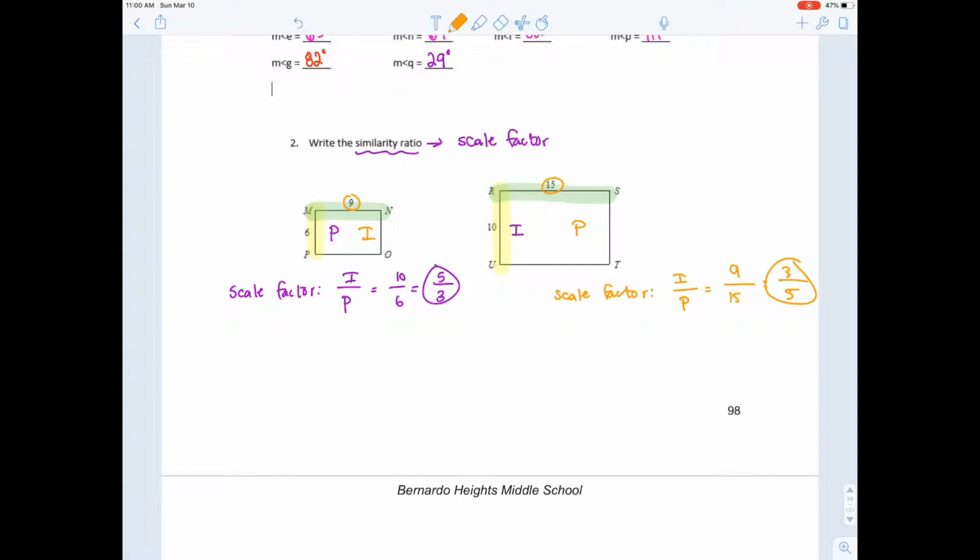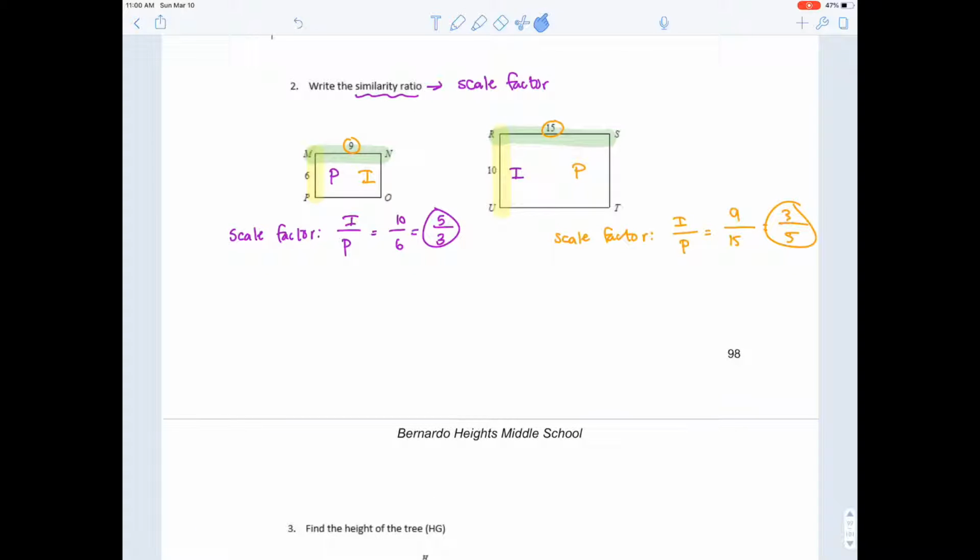Okay, and I'll accept either of those. Just make sure you know which is your preimage, which is your image. Is your dilation going to be an enlargement or a reduction? Okay, just don't get the two confused. But I'll take either of those answers.